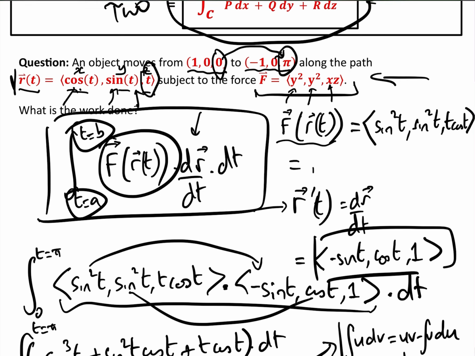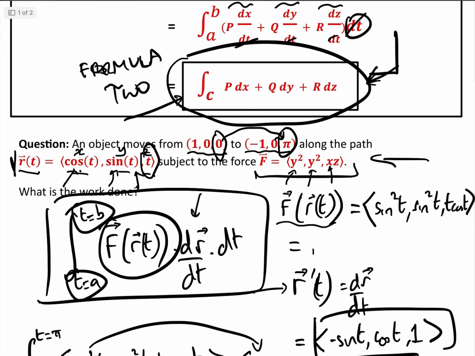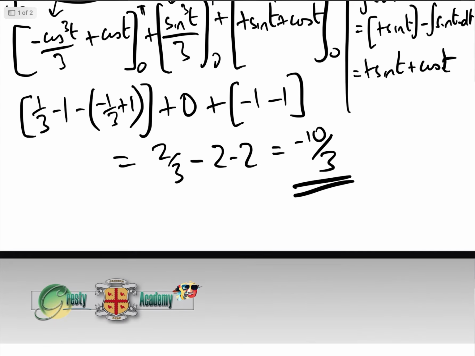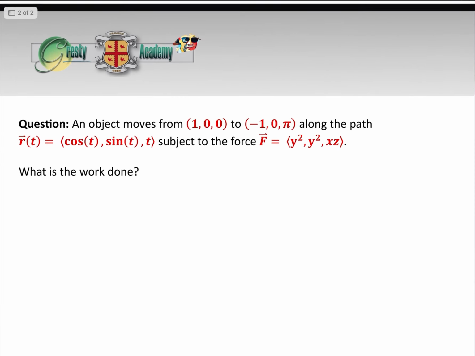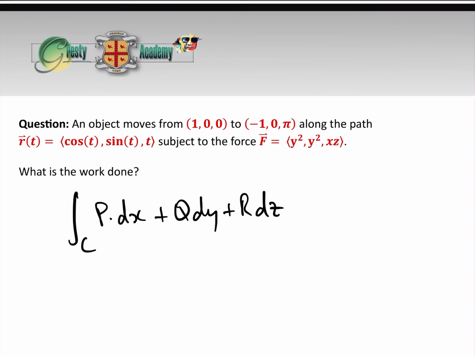Using this formula here. Now what we're going to do is do it the other method, which is using formula 2. So let's start again and do it the other method, and we must get minus 10 over 3. If we don't get minus 10 over 3, then we're in deep trouble. Okay, so let's have a look. Let's put the other formula here. That's p dx add q dy add r dz.